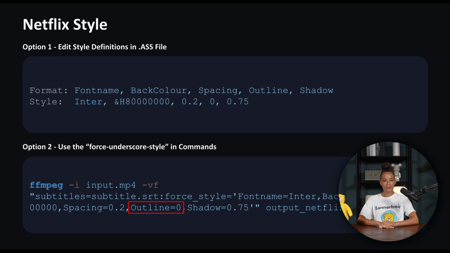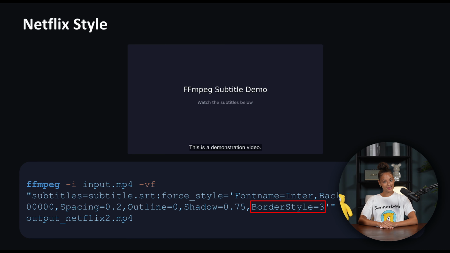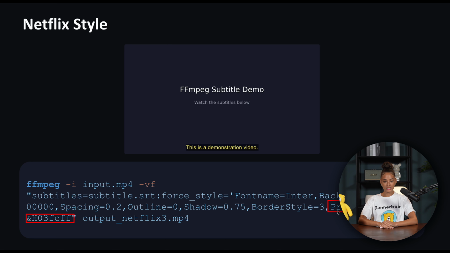Back color becomes the shadow color, and the shadow property controls the depth of the shadow. If you want to go to one of Netflix's other presets, you can add border style equal 3 back in for the black background box variant, or change primary color to yellow for the contrast look. And now, the one anime fans will immediately recognize, the Crunchyroll style.